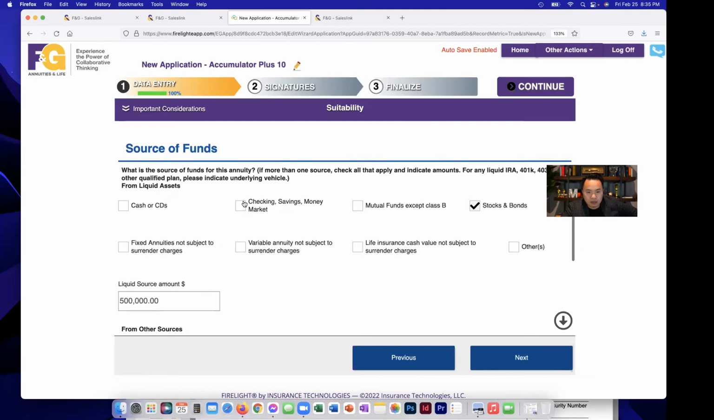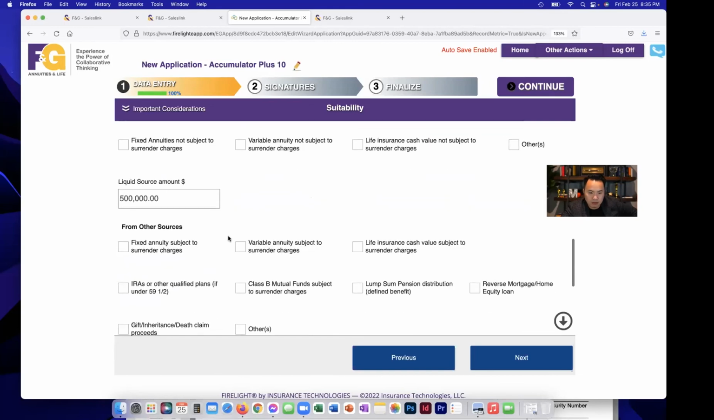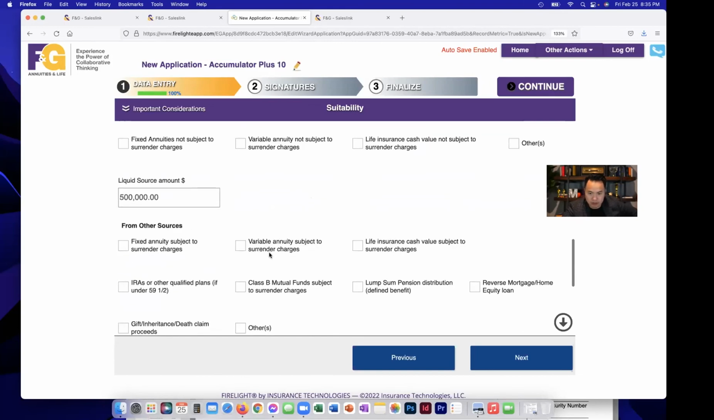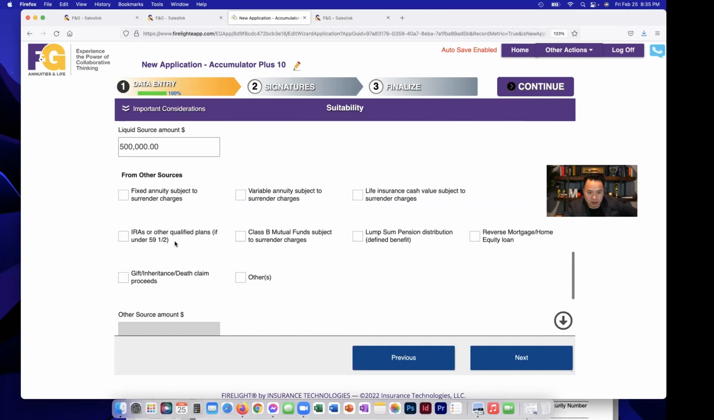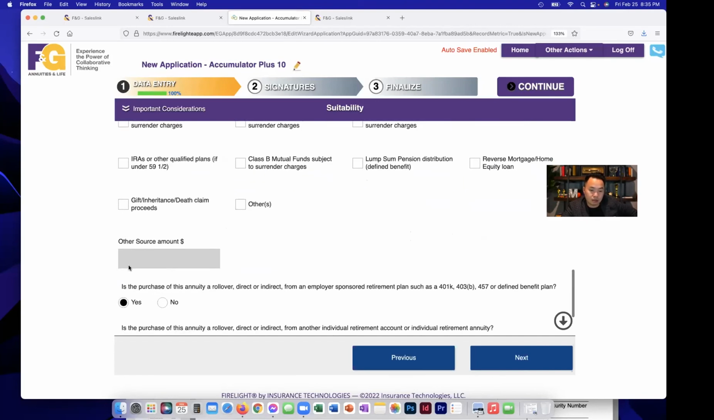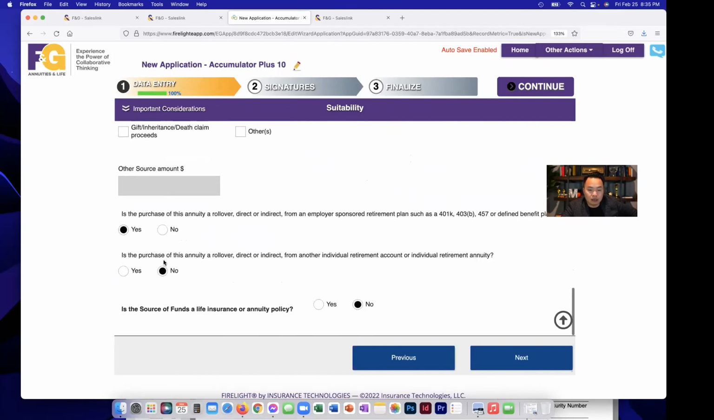Okay, if this comes from a checking, savings, or money market, you click in here. From other sources, then you put it over here. Okay. IRAs or other qualified plans if under 59 and a half. Mine is over 59 and a half. That's why I put it in here. In the case that this person is 45 years old, then I will check here and I put $500,000 here. Okay. And here's the question that people get wrong all the time.